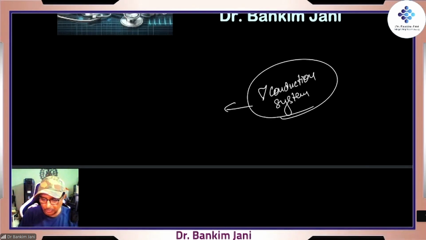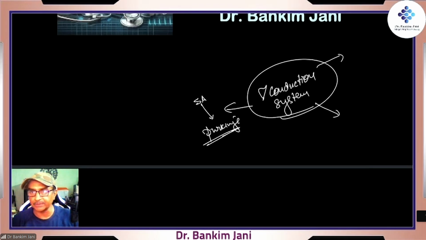we'll learn it in 3 parts. The first part would be very easy. It is what you already know, from the SA node all the way up to the Purkinje fibers. We'll have a very quick overview of this, and definitely we'll talk about it. What really happens to those fibers and what is their importance, we'll see that.